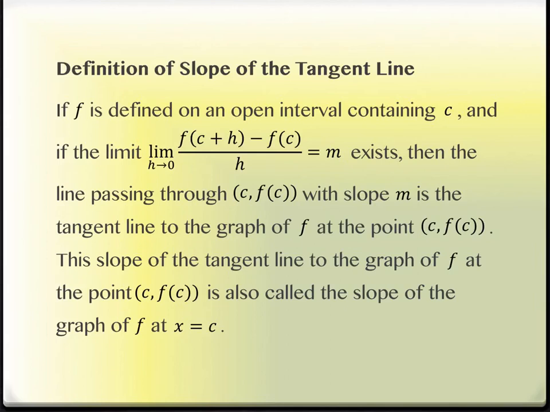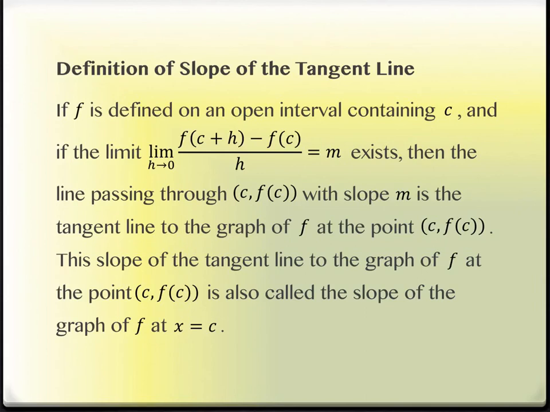Then this slope will exist. If this slope exists, then the line passing through c, f of c with slope m is the tangent line to the graph of f at the point c, f of c. So previously we called it a secant line. Now as we let these points get infinitely close together, it creates the tangent line.